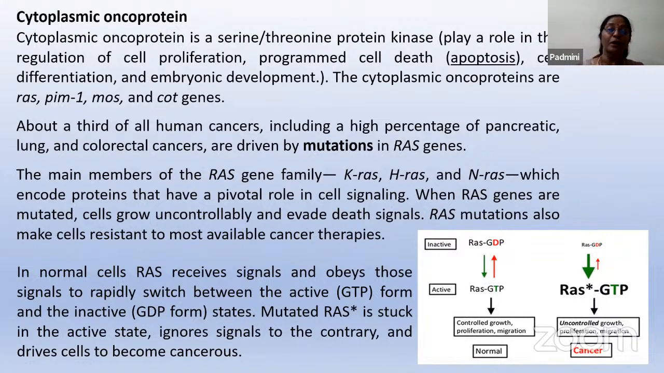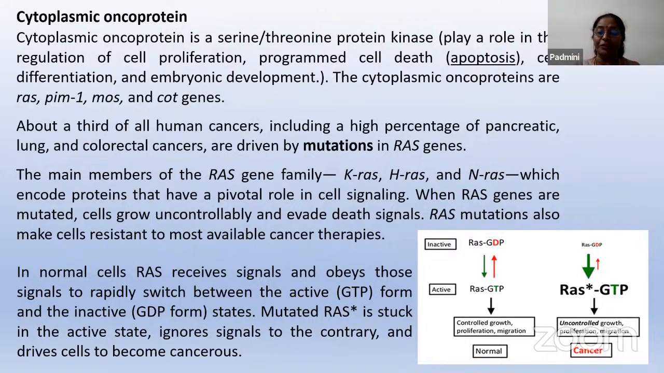So if you have a problem in the RAS protein, then whatever therapies you want to give them, the therapy is not working. Why? Because there is a mutation in the RAS gene family. Now, how is this working?